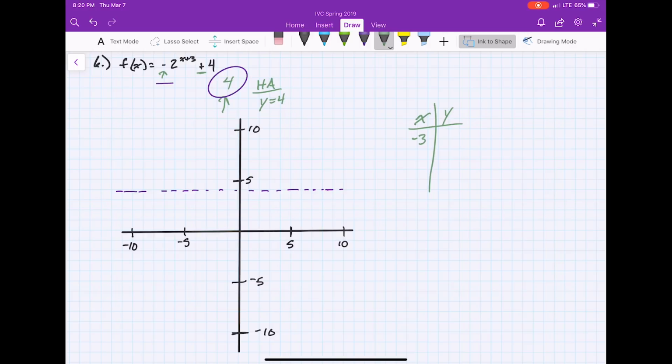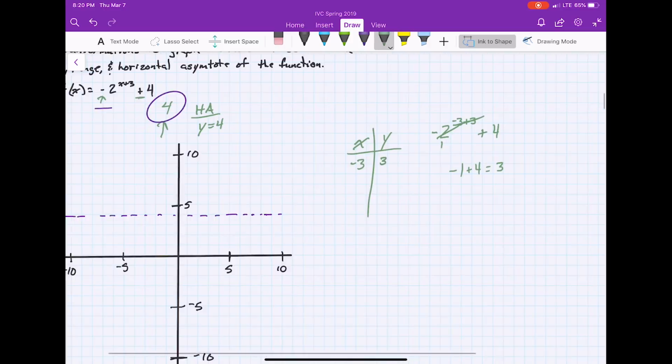So let's put in a -3 into our original equation, because that's going to make the exponent 0. So -3 plus 3, and then the plus 4. That makes it 0, so this all becomes 1. So it's -1 plus 4 equals 3, of course. So one of our points is going to be (-3, 3).